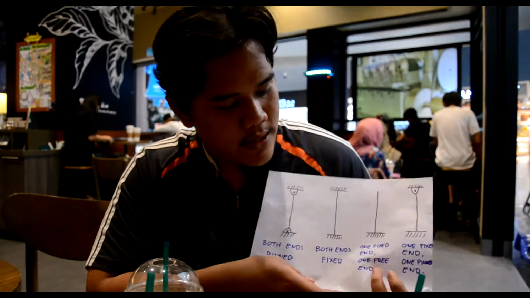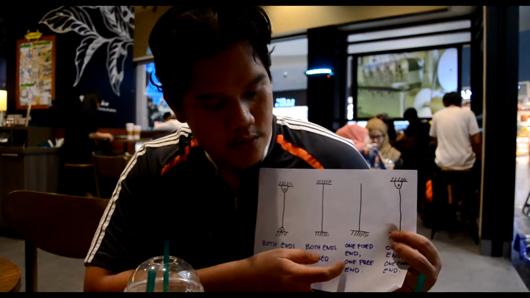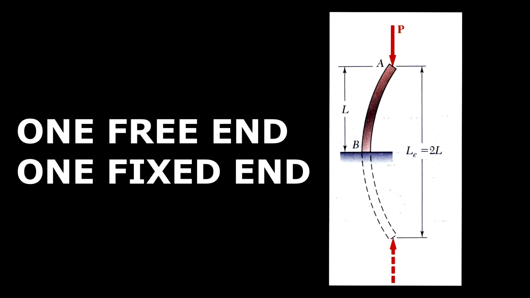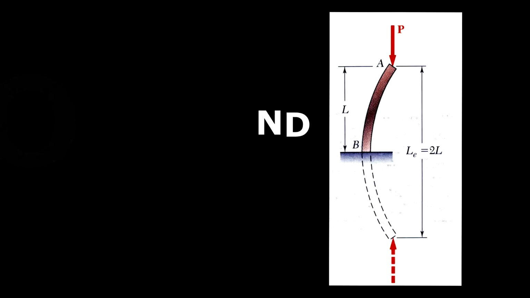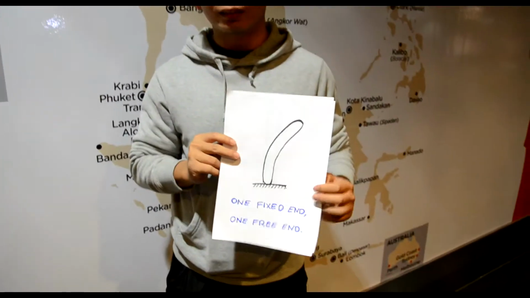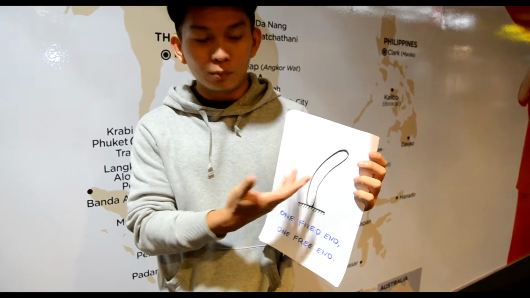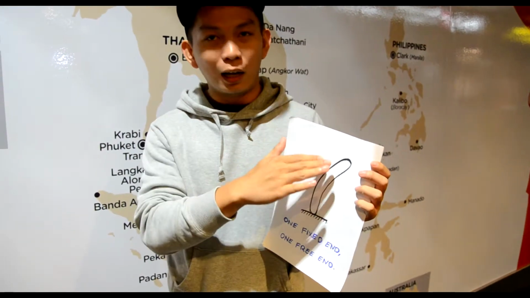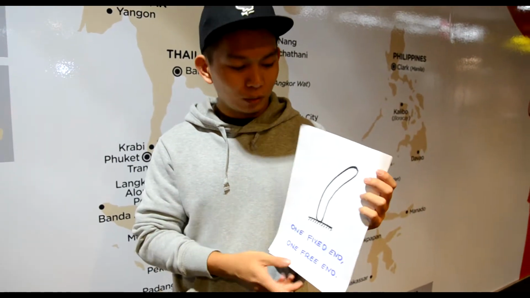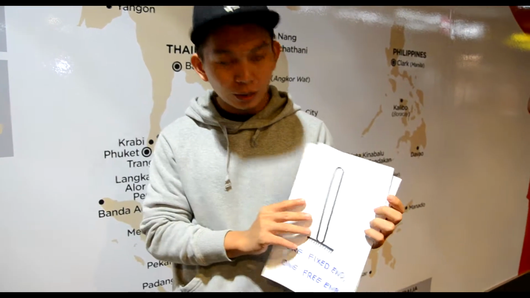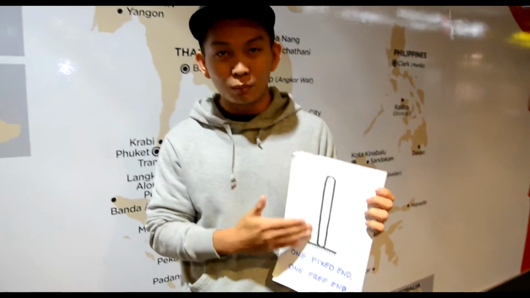Okay, the third one is one fixed end, one free end. Next, I will explain about one fixed end and one free end. Why is it called one free end and one fixed end? Because for the column, the bottom part will be fixed and the upper one is free. So as you can see, if there is no load applied on the column, it will be straight and the measurement for the length is the same.